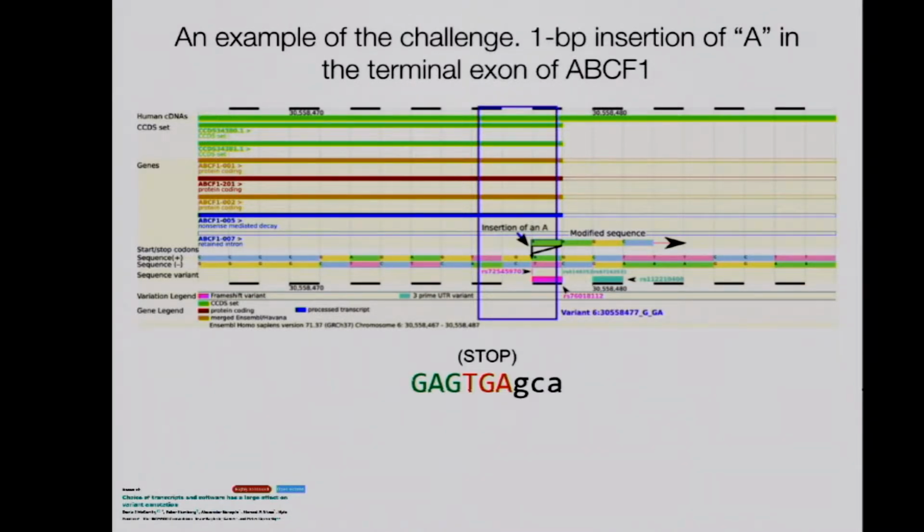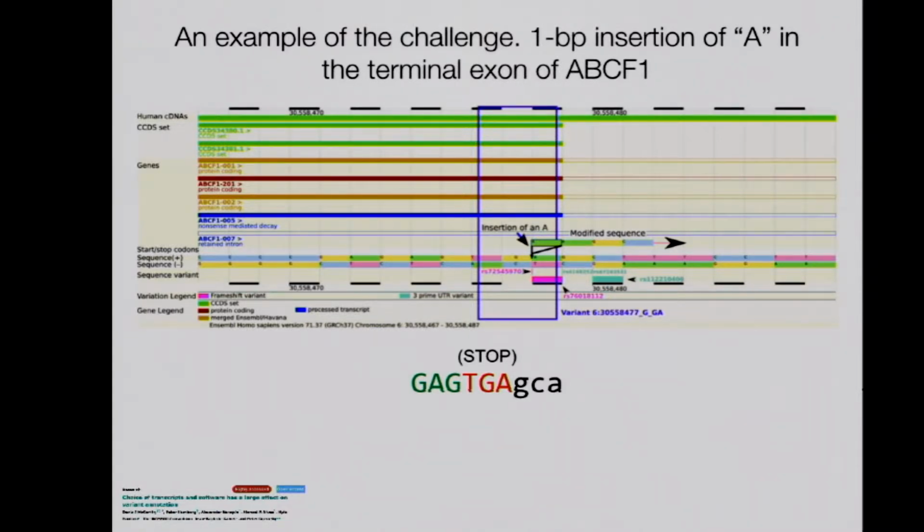Well, there are multiple potential answers. One is that this causes a stop codon, because here's TG and you've inserted an A. But that's not quite true, because it was already a stop codon, because there was already an A there.